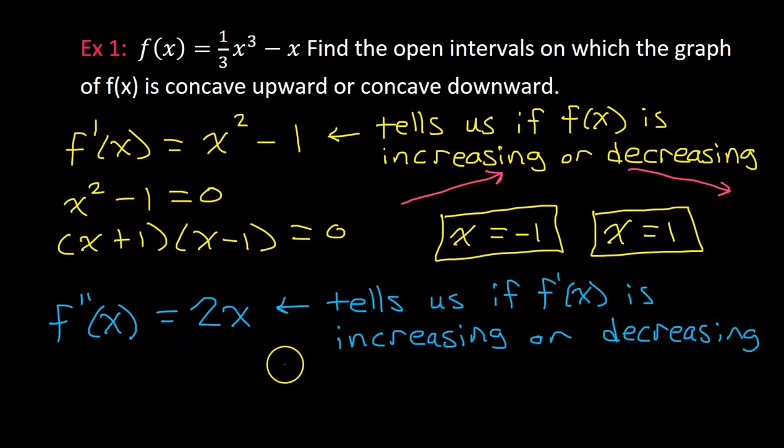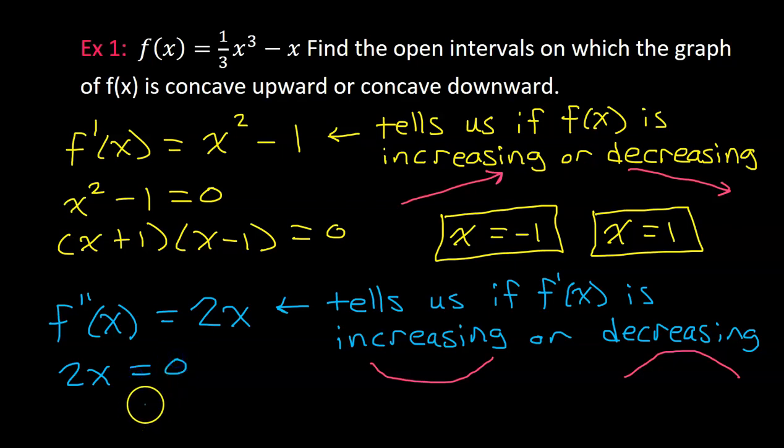So we've just learned that the second derivative tells us whether or not the first derivative is increasing or decreasing. Or in other words, it tells us whether the original function is concave up or concave down. But first, let's find the critical numbers of the second derivative. So of course, we will set the second derivative equal to 0, and we come up with our one and only critical value of x equals 0.